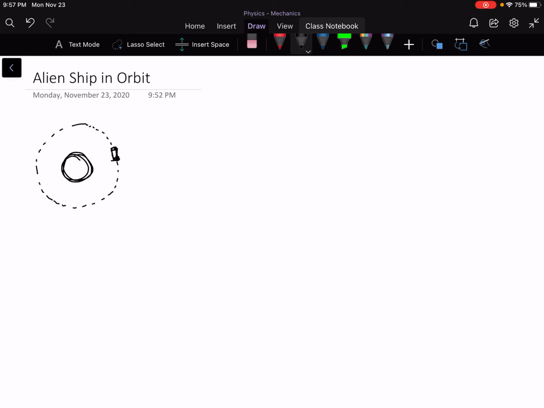Okay, this is for the alien ship in orbit problem. The question reads, an alien ship is in a circular orbit around the Earth, maintaining a 4,500 kilometer altitude above the Earth's surface at a constant speed. Okay, so circular orbit, that means we're talking about circular motion and uniform circular motion because it's at constant speed.